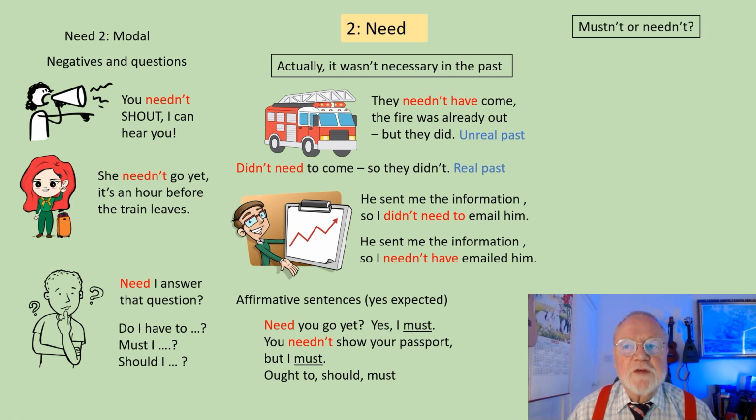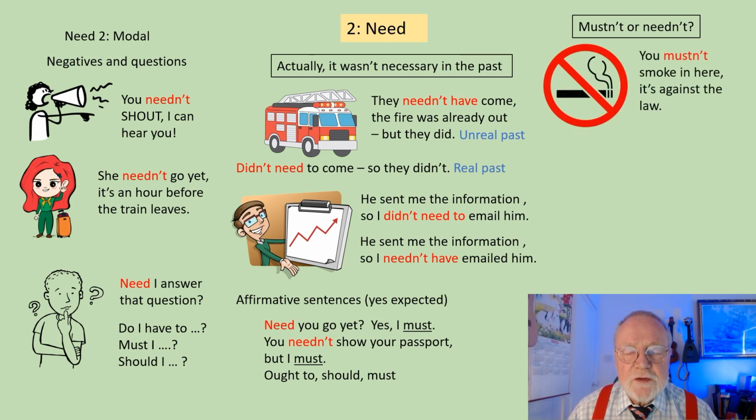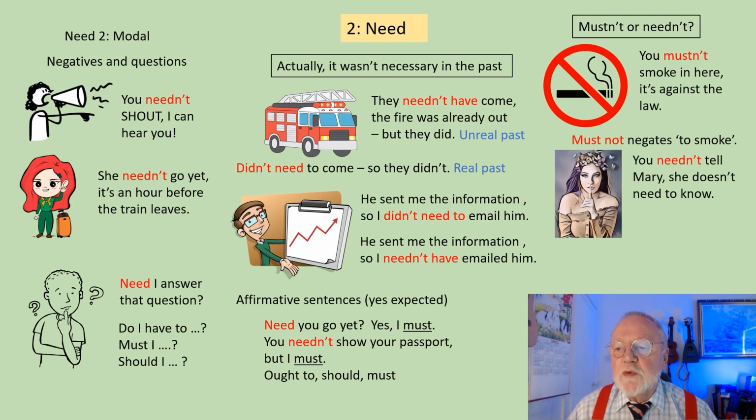You may be wondering about this difference between must and need. Must is always stronger, and especially in the negative. Look at this. You mustn't smoke in here, it's against the law. That's fairly strong because it's forbidden. And just note as well that the must not is negating the following verb to smoke. If you use the other version, you needn't tell Mary, she doesn't need to know. That's not as strong, but the negative, need not, is negating need in this case.